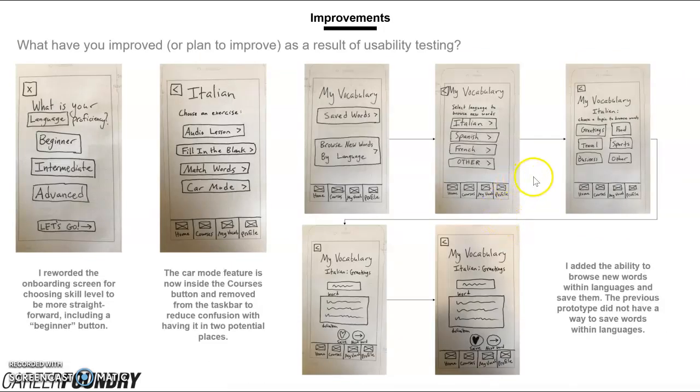So after the user testing, these are some of the improvements that I made based on the feedback that I got. So I reworded the proficiency onboarding screen to be more straightforward. So I just made it beginner, intermediate, advanced to be more approachable for everybody.